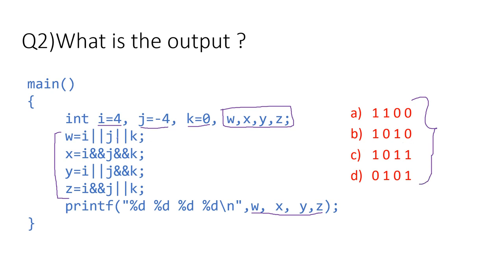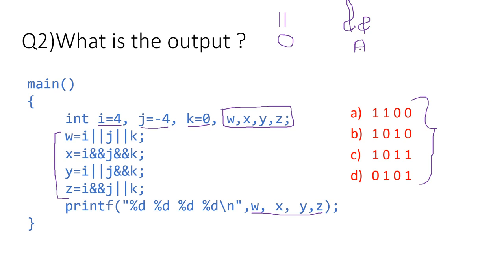We are here to guess what will be the output values of w, x, y and z. So let us try to break it down into each line and understand what is happening. In the first line we have i || j || k. You need to know this is the logical OR operator, and the ampersand, ampersand is the logical AND operator.